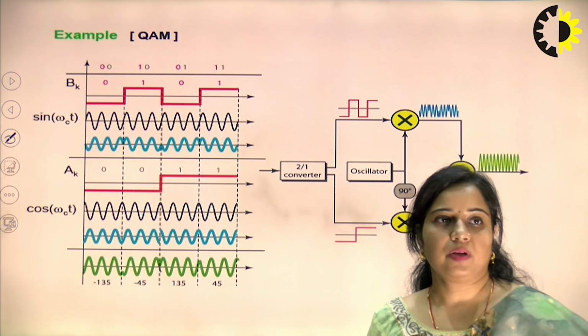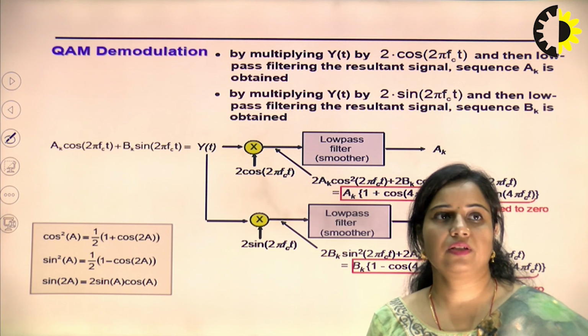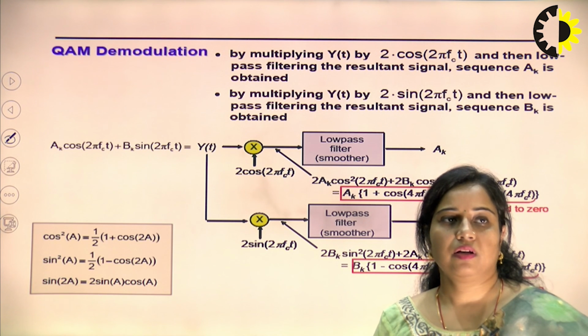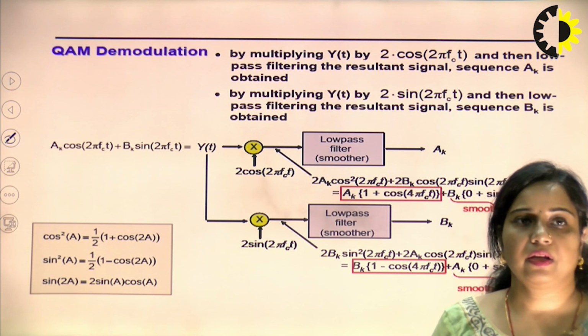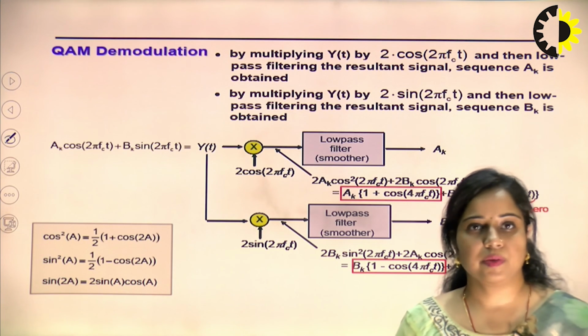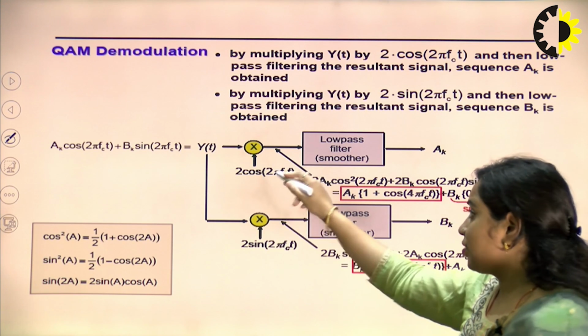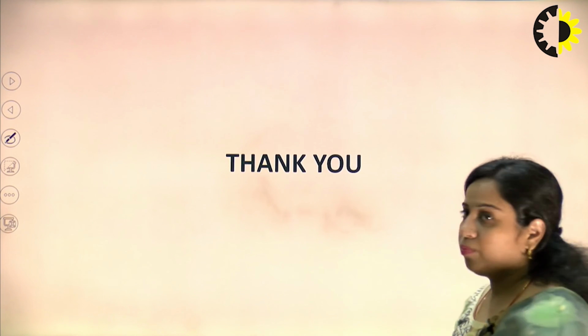This is the waveform related to QAM, and this is how we can demodulate the QAM signal, that is by multiplying y(t) by a locally generated carrier, that is cos omega_c t and 2 cos omega_c t, and this is the in phase channel, this is the quadrature phase channel again, and we can get the two components a_k and b_k.